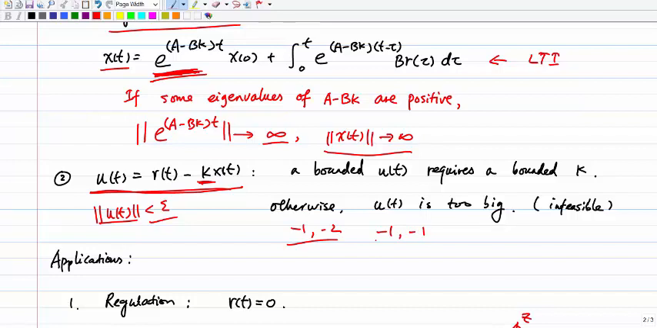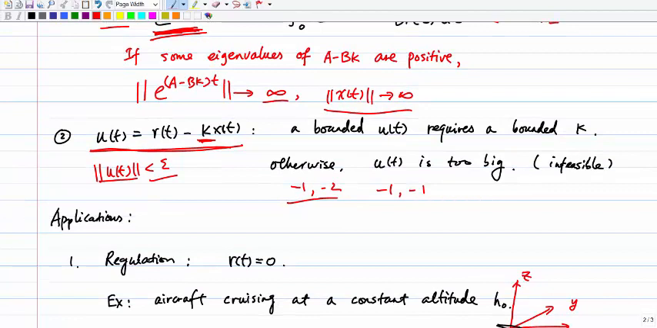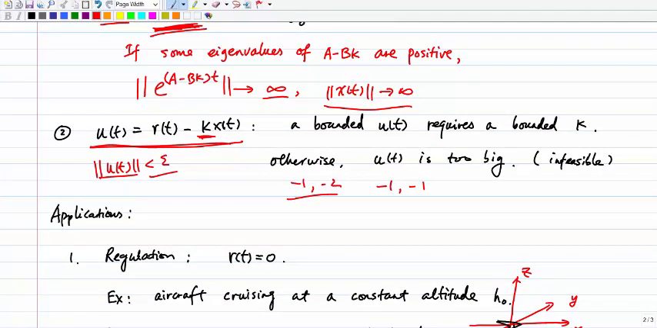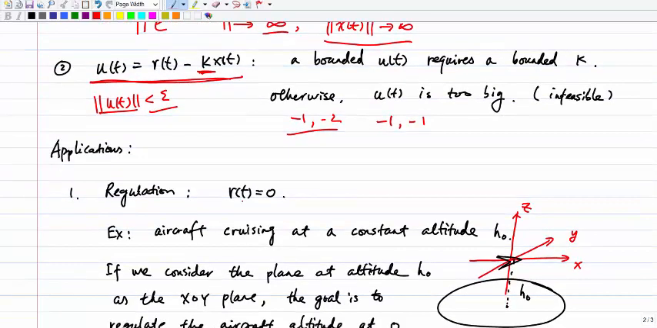Okay. So lastly, let's talk about some applications very briefly. There are mainly two types of applications of this linear time invariant state feedback, and you can also modify it for different problems, of course, right? So the first application is a regulation problem. When r(t) is given by 0, you're going to regulate your output to be 0, basically.